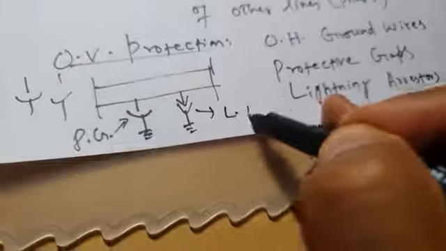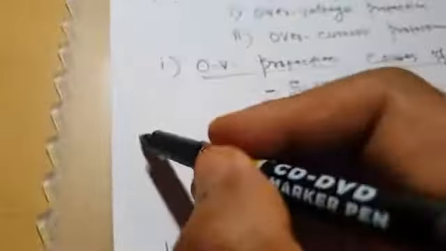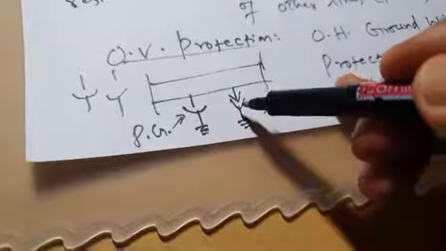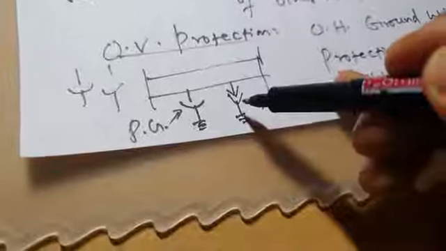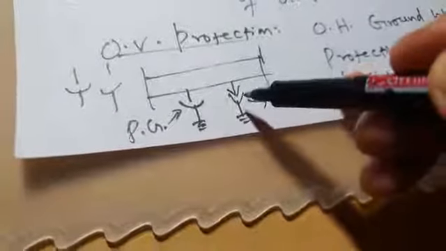This is LA. LA means lightning arrestor. Now, a lightning arrestor comprises a nonlinear resistor. It exhibits a nonlinear resistance. Nonlinear resistance means at high voltage, this lightning arrestor presents very low resistance, and at low voltage, it presents very high resistance.